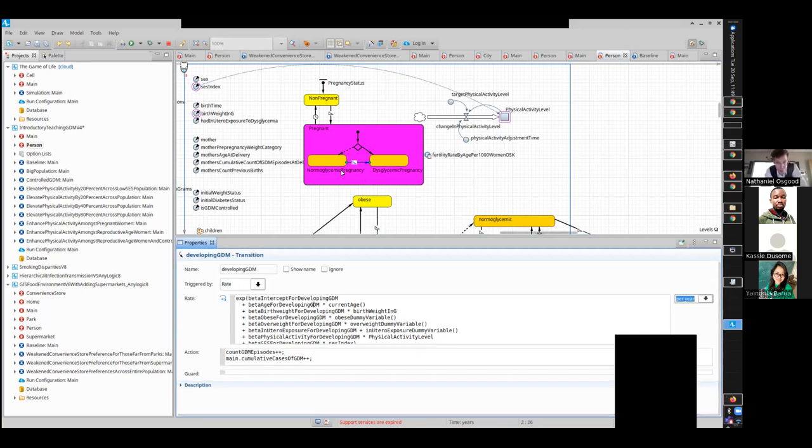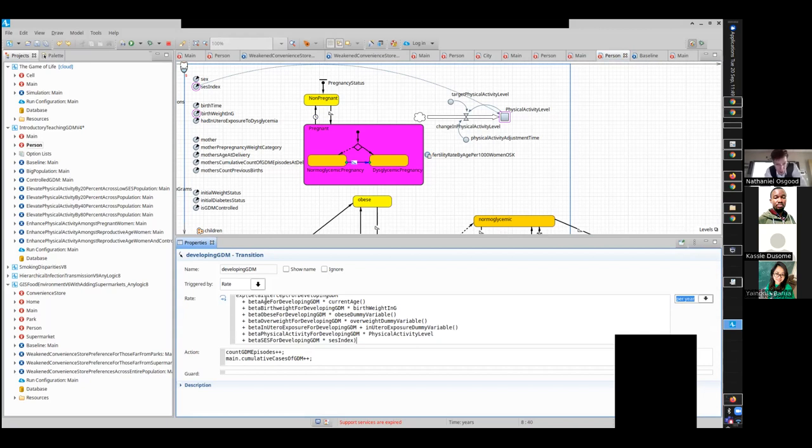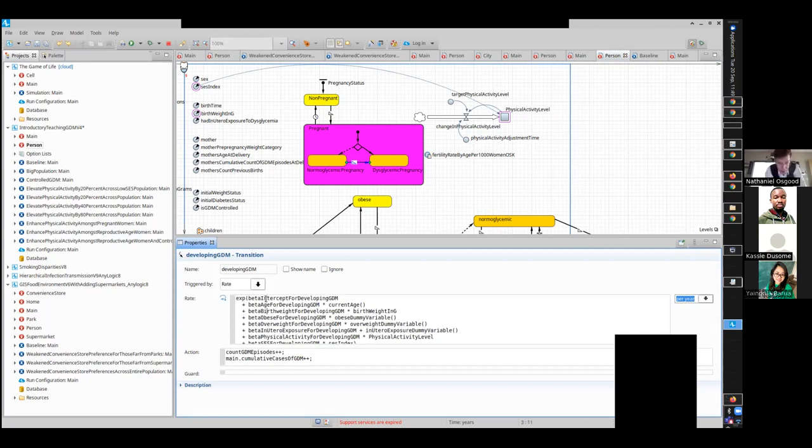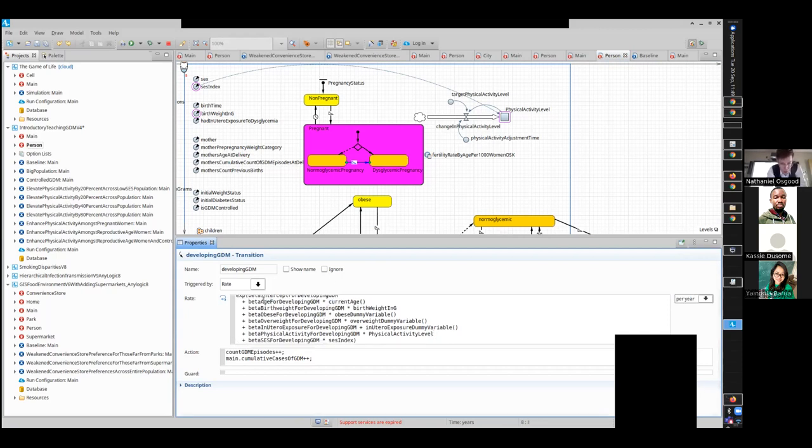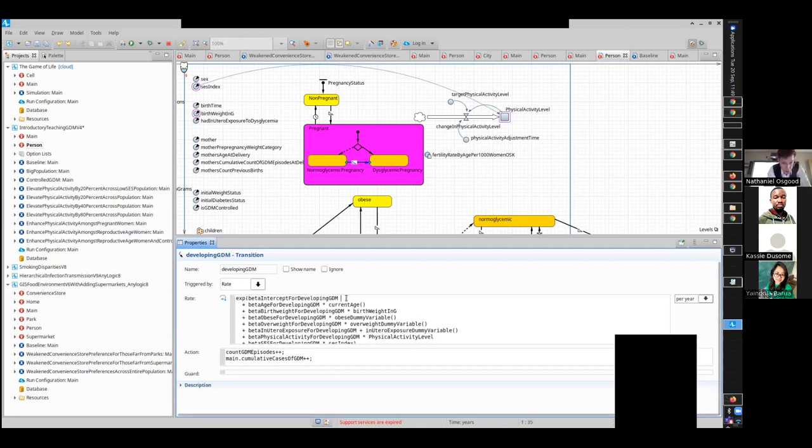Even this very calculation of what's the risk of developing dysglycemia, developing gestational diabetes, is dependent on a hazard rate, a formula for the hazard rate, which calls off to, for example, the current age of the person, or gets the current physical activity level of that person, in ways that, when this gets invoked, when it needs to figure out what this rate is, it will run this code. When this fires, when this transition occurs, it will basically increment. It'll say, there's one more, it will tally up one more case of gestational diabetes, cumulative cases and current cases.